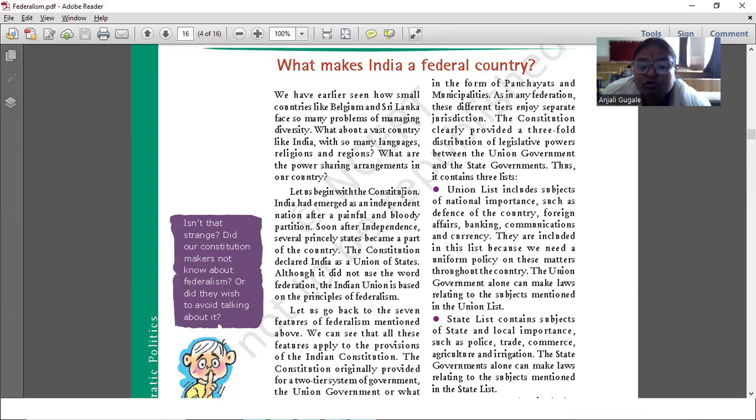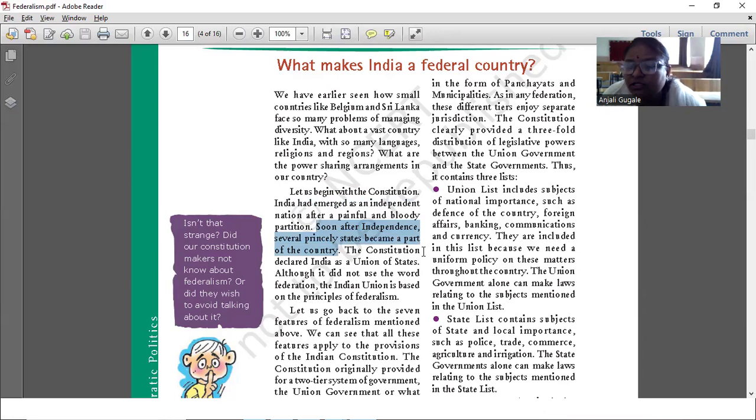When we talk about the constitution, India emerged as an independent nation after a painful and bloody partition, as we've just seen in the map. Soon after independence, several princely states became a part of the country. Children, if you remember, the Iron Man of India, Sardar Patel, convinced these princely states to become a part of the Indian Union. We did not force them to become a part of our country.